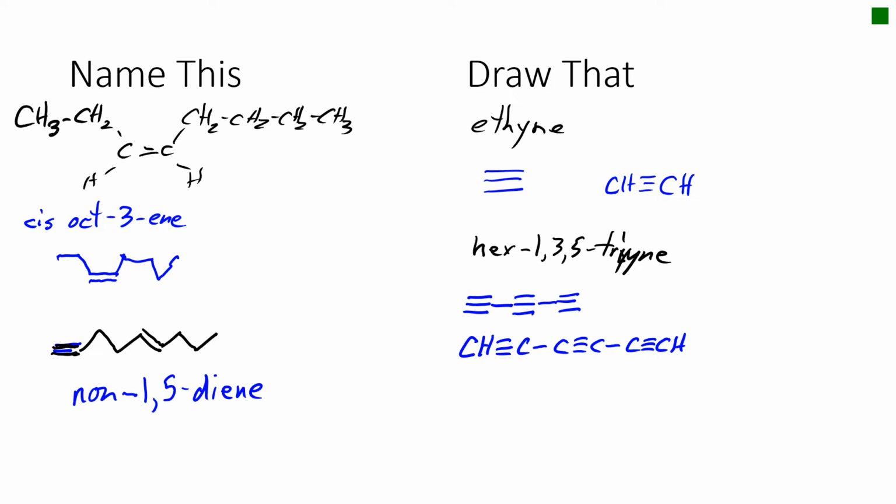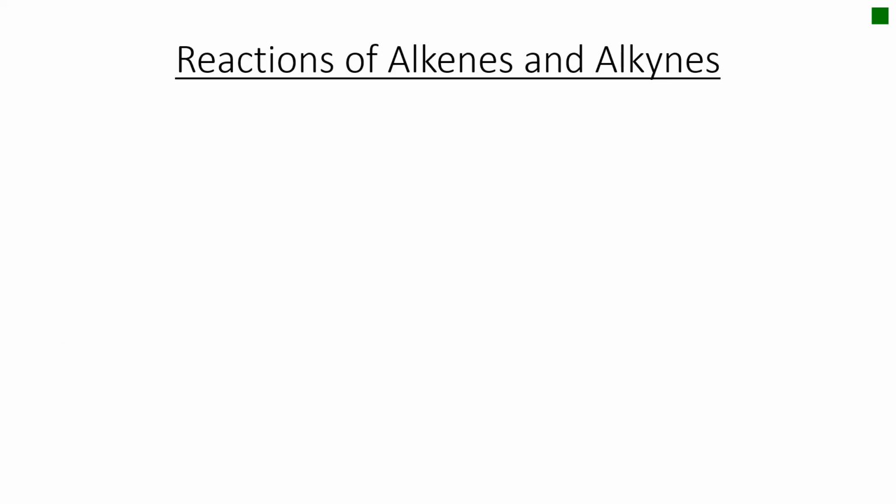All right, so there's some examples of some drawings for us and some names. Moving on in 3, 2, 1, go. Reactions of alkenes and alkynes. Now I said they fall under the normal classifications, and so we'll write our heading of reactions of alkenes and alkynes.